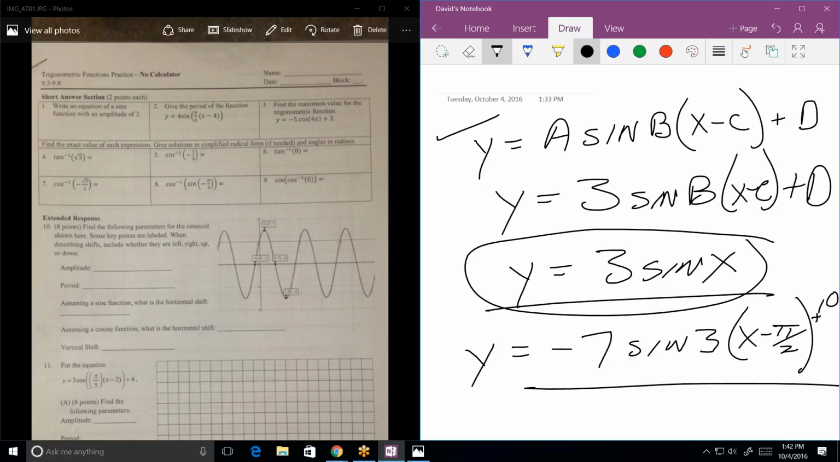So if they were to say, what's the amplitude of that complicated function, what is it? -7. Actually, the amplitude is said to be the absolute value of that. So the amplitude is actually 7. The negative sign merely means that it's being reflected over the x-axis.